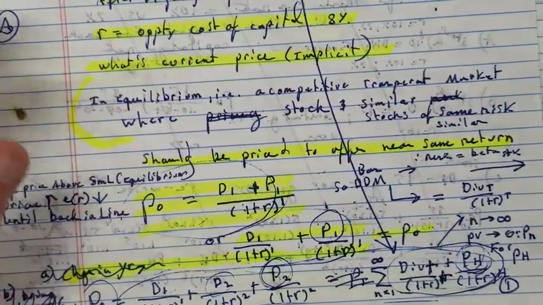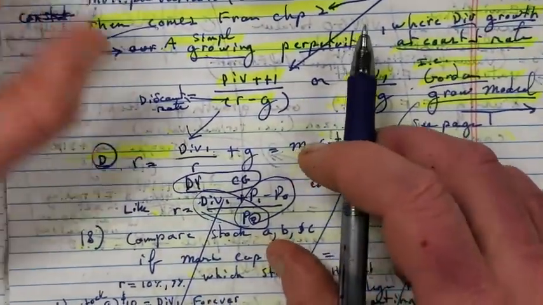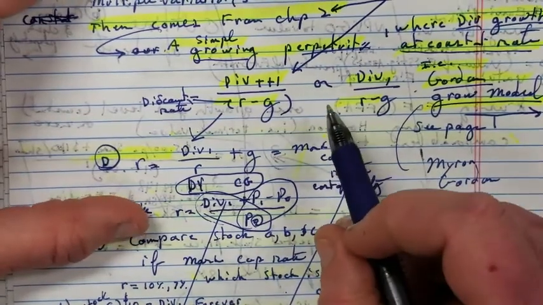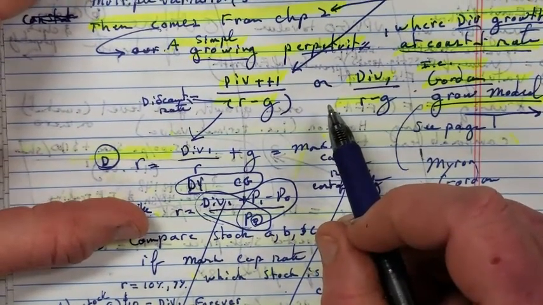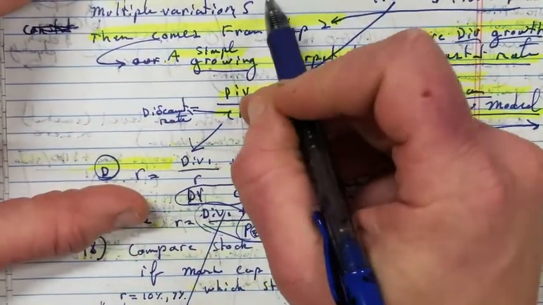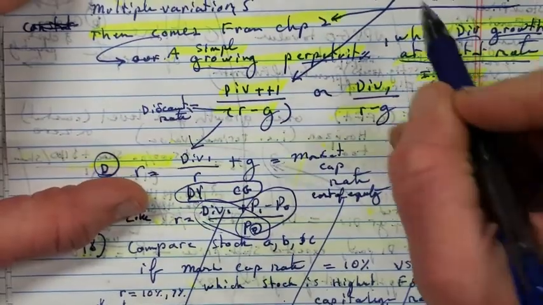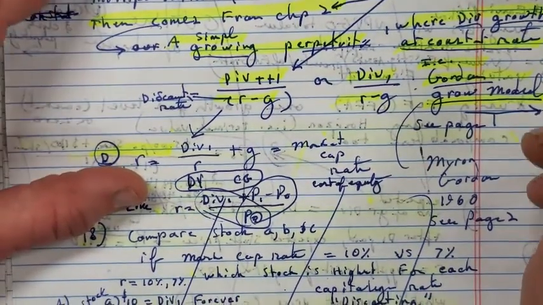And the Gordon growth model, if I flip it over here, which, like I just said, I'm repeating myself, allows us to take the present value of the stock based on all future dividends and taking the present value of that.